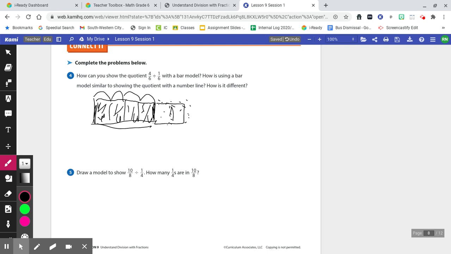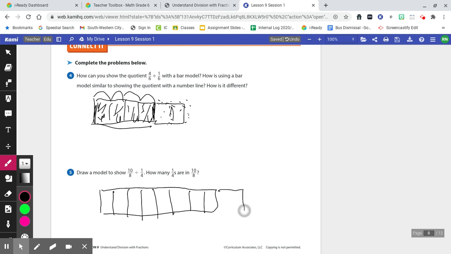Okay, let's continue. Draw a model to show 10/8 divided by 1/4. How many 1/4 are in 10/8? So I know I've got 8/8 is one whole. So there's half, there's a 4th, there's my 8/8, and I need 2 more. We have an imaginary part up here with the rest of the second part.